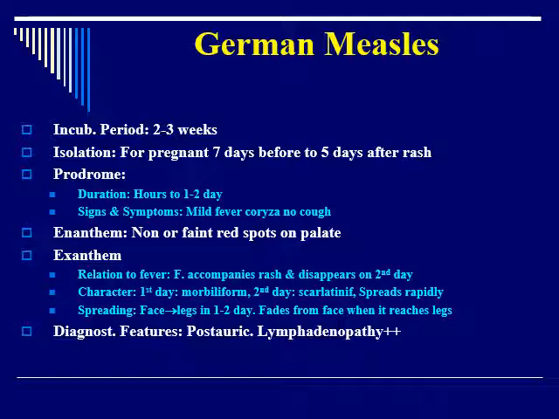Lymphadenopathy in German measles is a specific lymph node enlargement, including the preauricular lymph node, postauricular, and suboccipital lymph node enlargement.